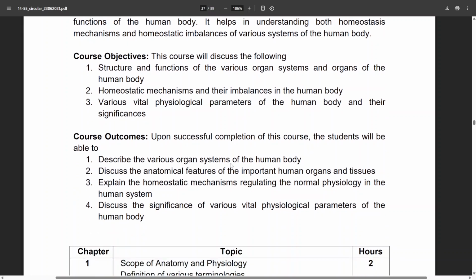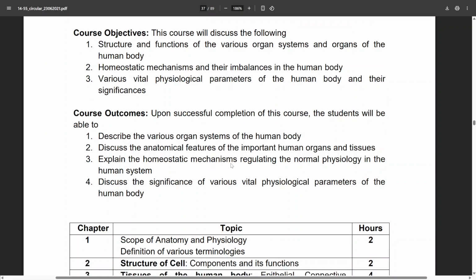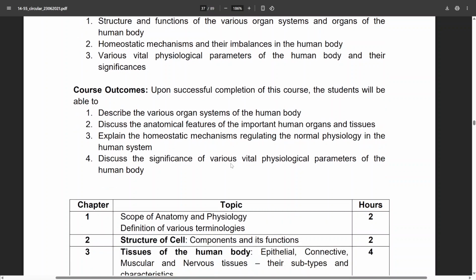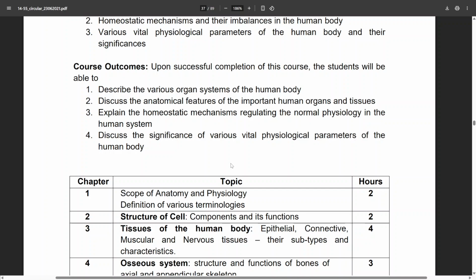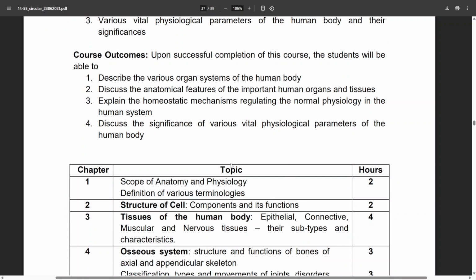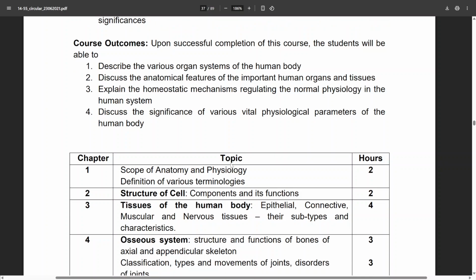Course outcomes. Upon successful completion of this course, the students will be able to: 1. Describe the various organ systems of the human body. 2. Discuss the anatomical features of the important human organs and tissues. 3. Explain the homeostatic mechanism regulating the normal physiology in the human system. 4. Discuss the significance of various vital physiological parameters of the human body.